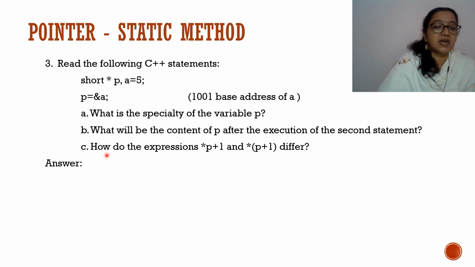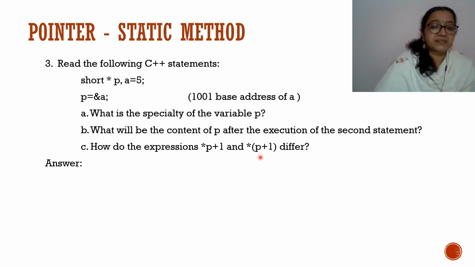Then the third question. How do the expressions star P plus 1 and star in bracket P plus 1 differ? See, the difference is only one bracket. Any change in the values? Just see. Star P plus 1 means star P. Star P means the value at A. Why A? P is pointing to A. So what is the value of A? That is 5. So through star P we will get 5. 5 plus 1 is 6. So star P plus 1 means we will get the answer as 6.